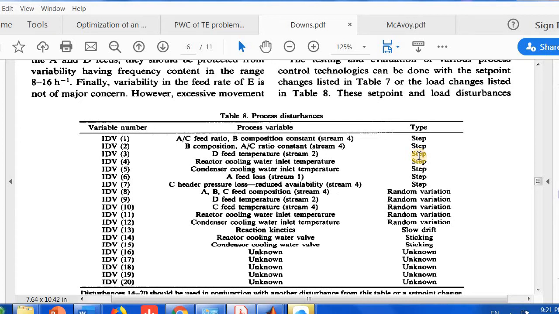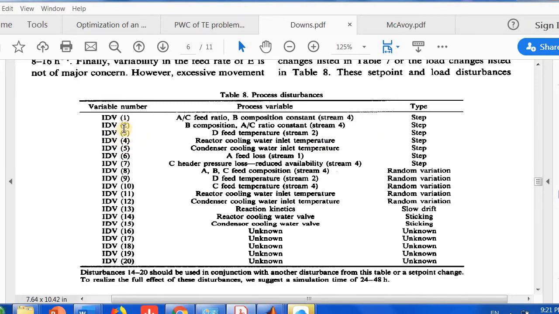Of course, you're not going to make a step change. You're going only to change that disturbance. All the disturbances are kept as 0 because we are dealing with a deviation variable. So you're going to change that 0 to a certain value like 0.1 or 0.2, depending on the type of the stream.